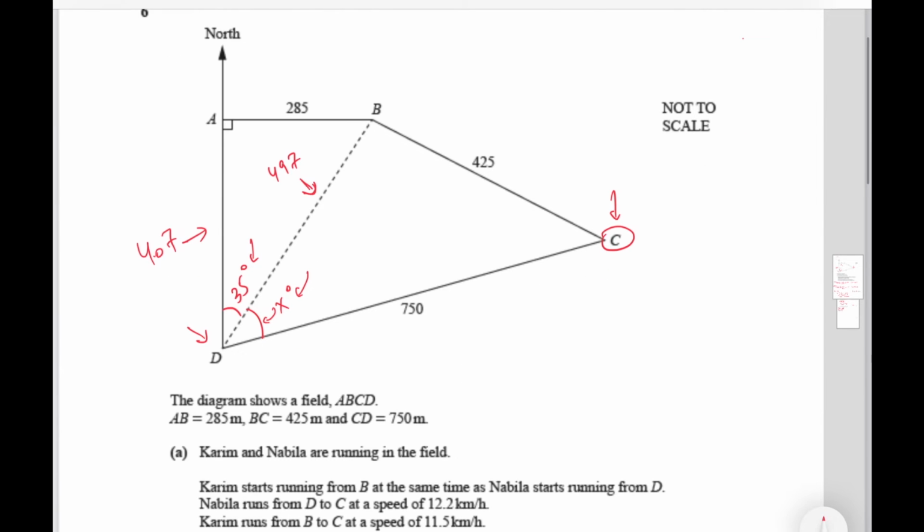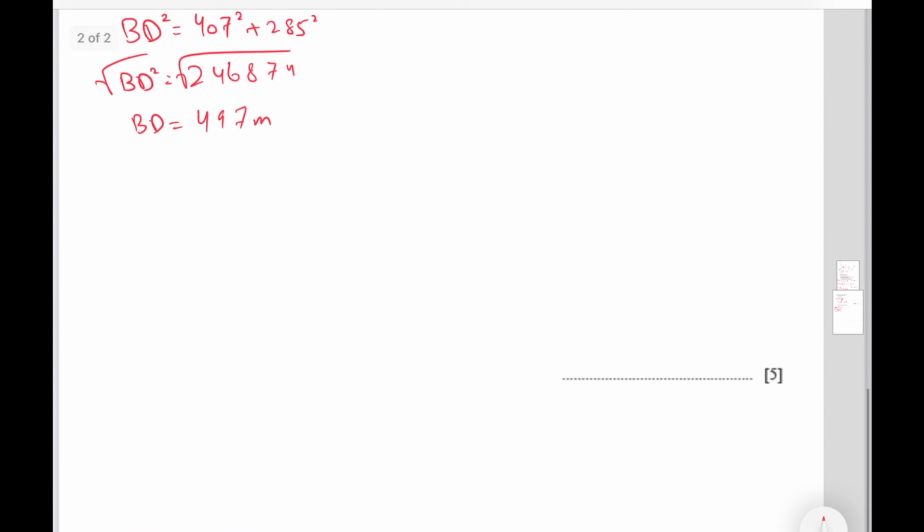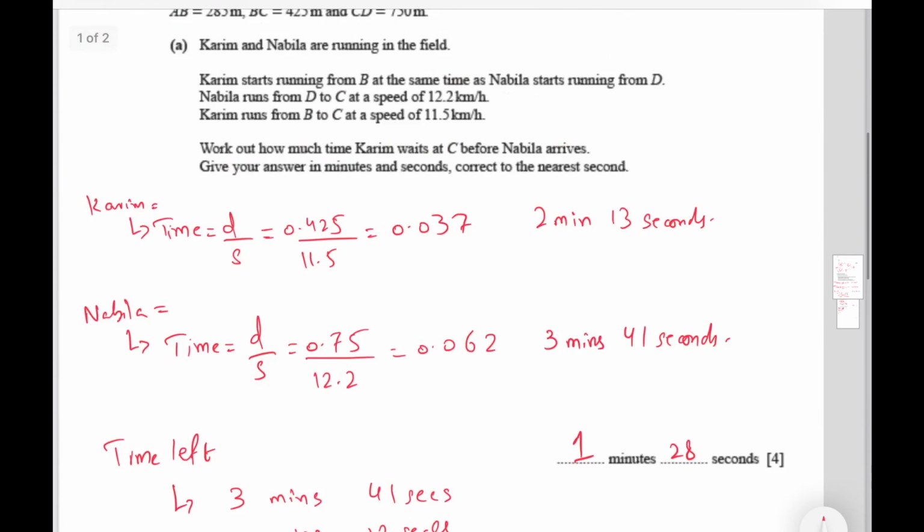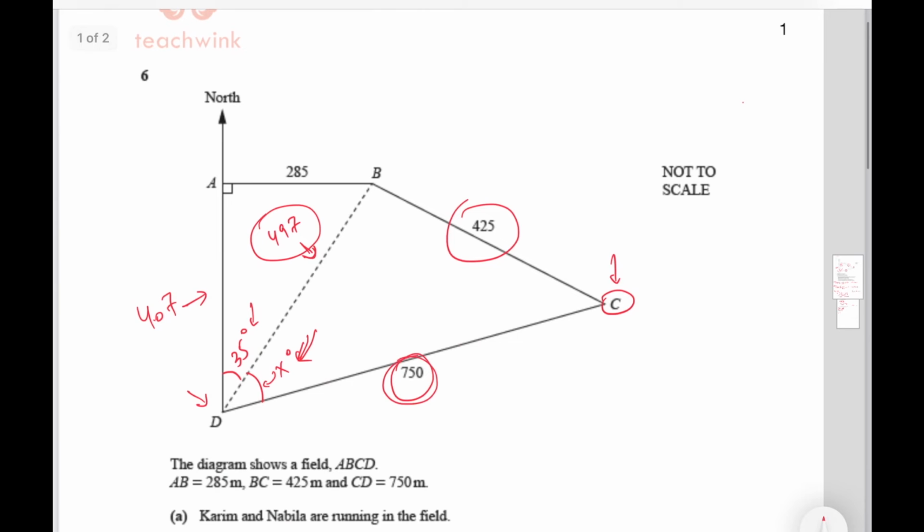Since we have this length and we need this angle right here, we use the cosine rule. Why do we use the cosine rule? Because we have all three lengths but we don't have any angle. So in order to find that, we use the cosine rule. The cosine rule states that 425 squared, which is the opposite of angle x, is equal to the square of this length and the square of this length.